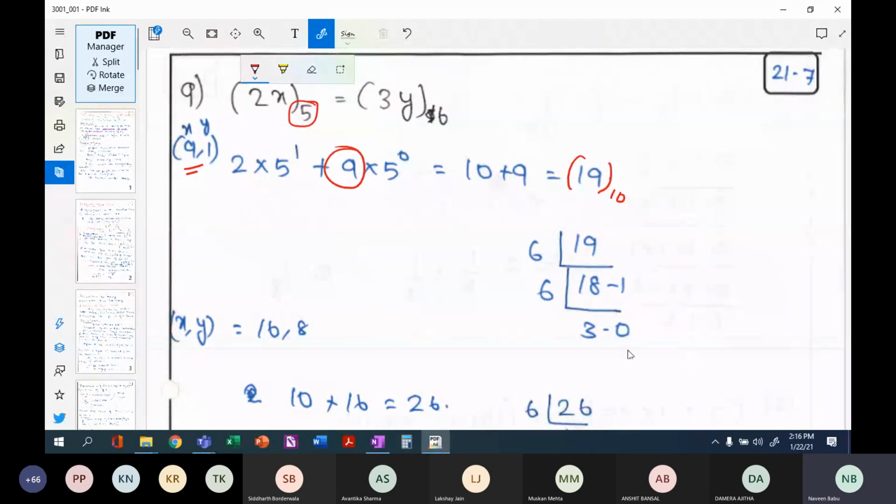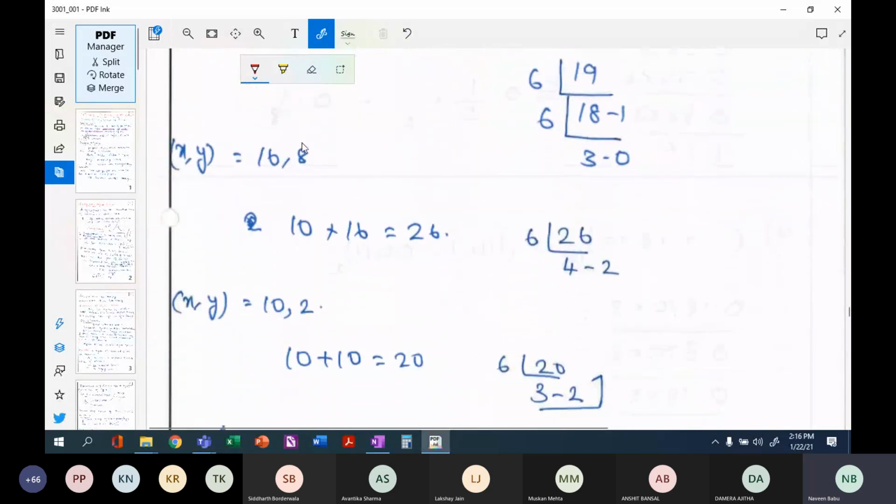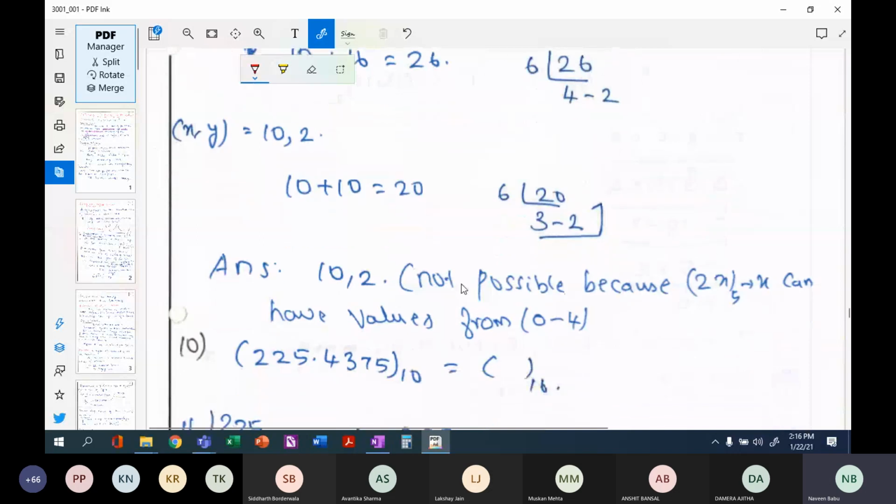Here you are getting 301 as a remainder, and if you consider 16, then again you can consider different combinations, 16 and 8, 10 comma 2. Likewise, you can consider any combination. As I said, 10 comma 2 is not possible because you can have values only from 0 to 4. So you have to choose your values accordingly.